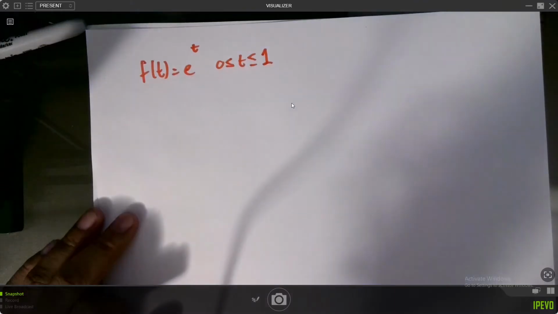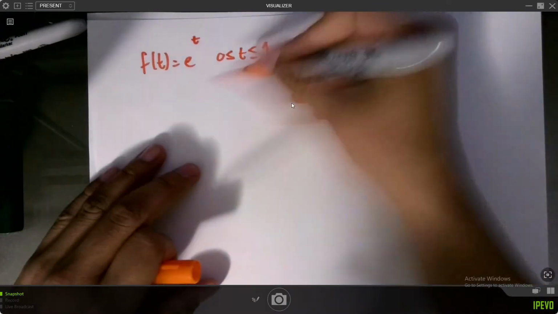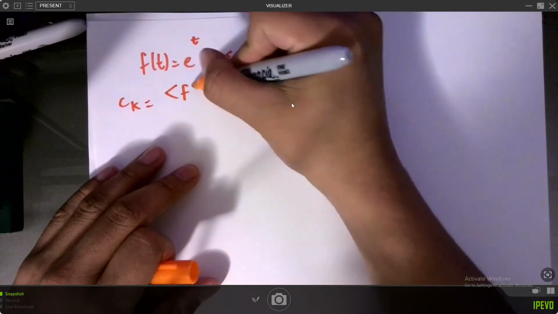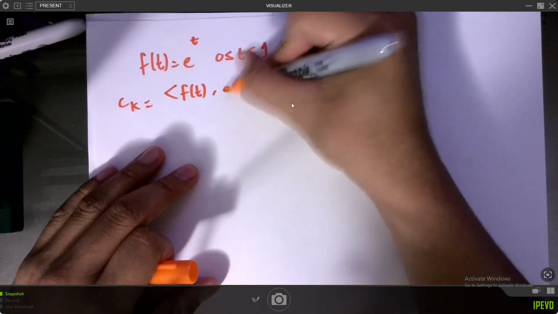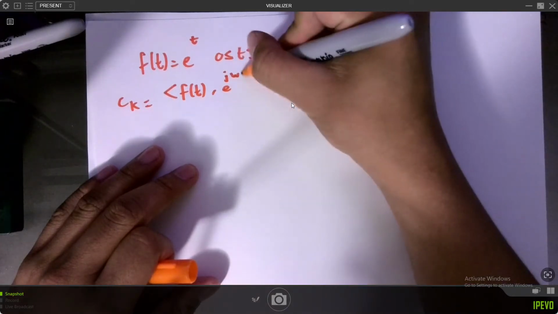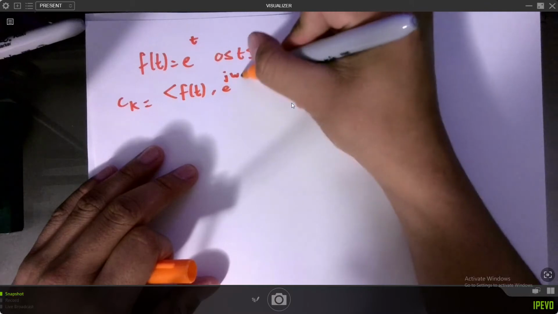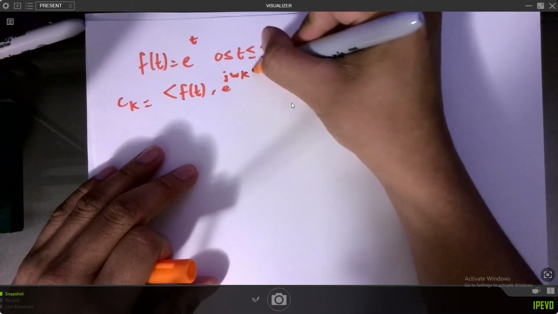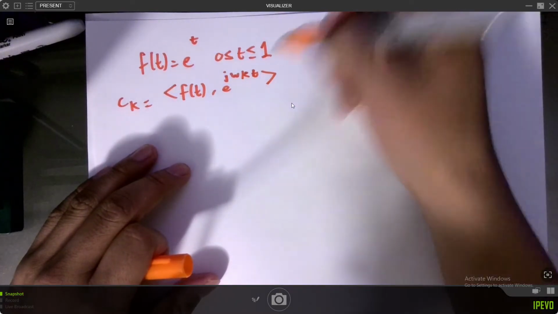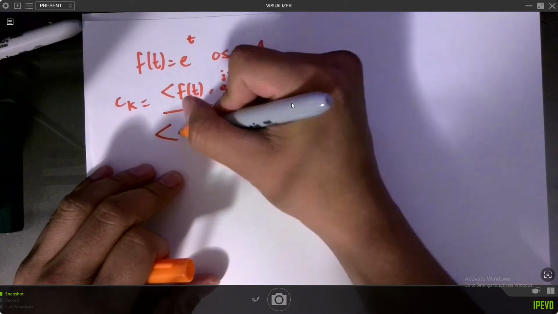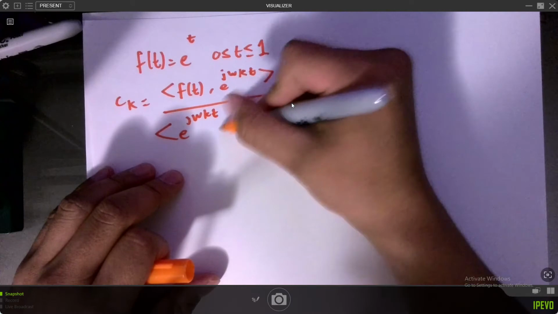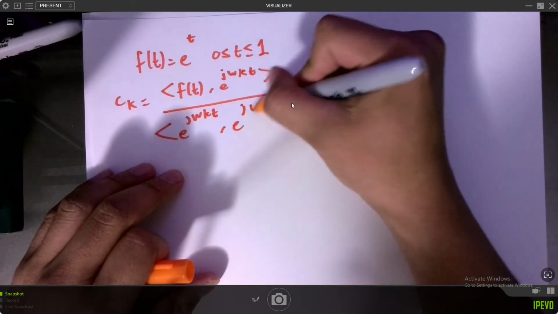So we want to find the exponential Fourier transform. The definition that we have is c_k equals the integral of f of t times e to the minus j omega kt, dt. I'm trying to follow my notes here too. Yep, that's correct.